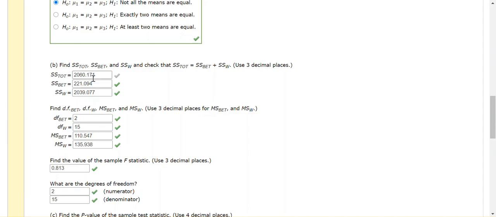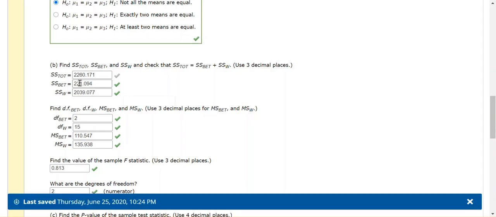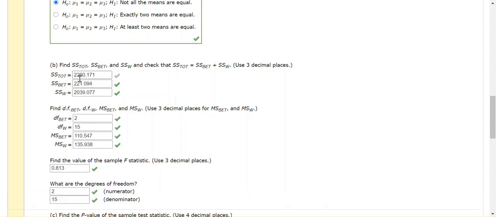By the way, that's an error that I didn't actually figure out until the end of the problem. I accidentally typed in my calculator 21.094 plus 2039.077. So that was an error. The correct answer is actually when you add the 221.094, which is correct. So the correct answer would be 2260.171, but I don't find that error until the end of this video.